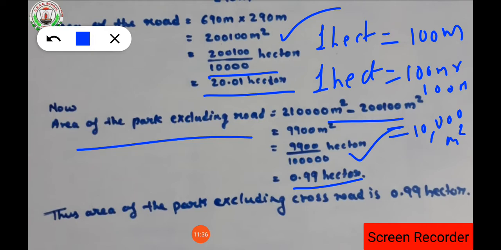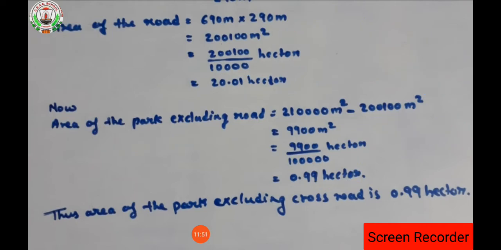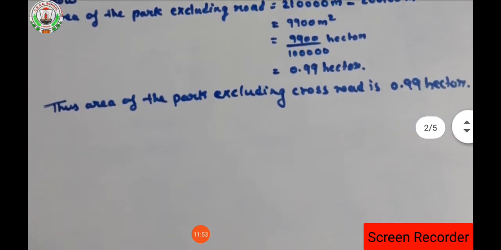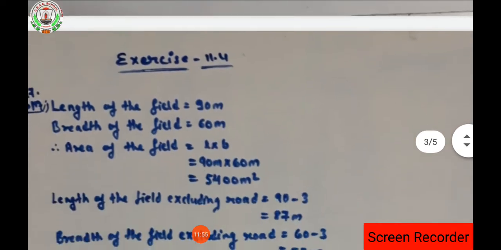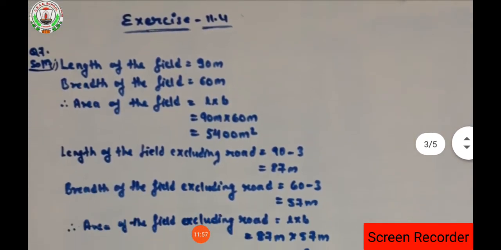Thus the area of the park excluding cross road is 0.99 hectares. Clear everyone? And the area of the road is 20.01 hectare. So have you understood the question, everyone? Next question we are having, question number 7. So in question number 7, just look at what is given in the solutions.